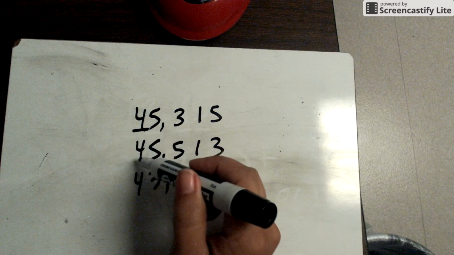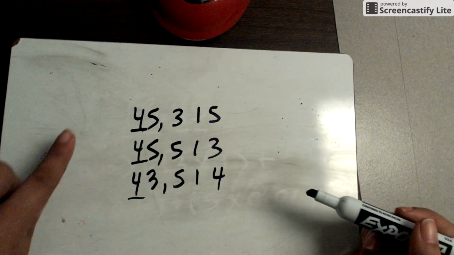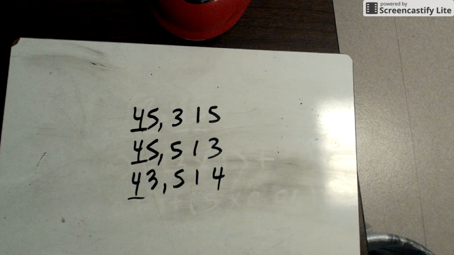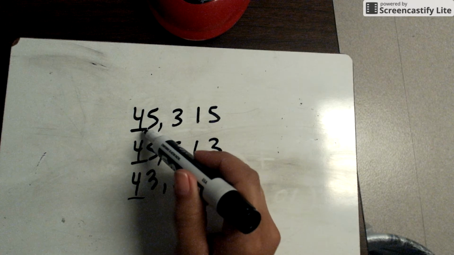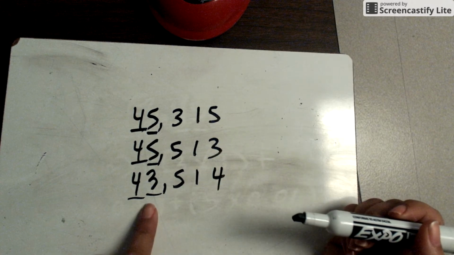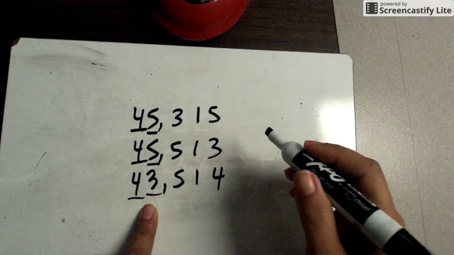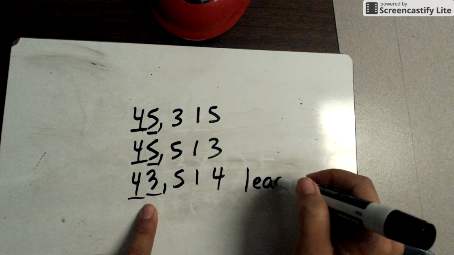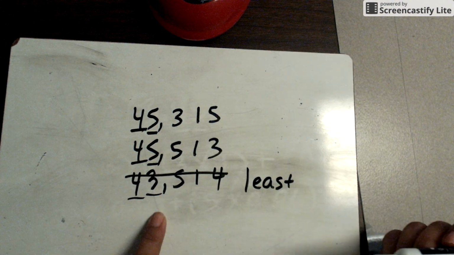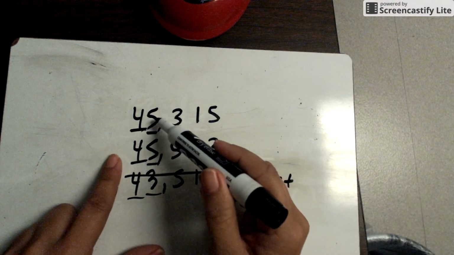So when I first compare the 10,000s place, all the digits are the same, so I can't really make a comparison there yet. But when I go over to the thousands place, I notice I have a 5 and a 3. The 3 is the smallest out of all those, so that tells me immediately that this is going to be my least number, or my smallest number. Okay, so I'm done with that one.